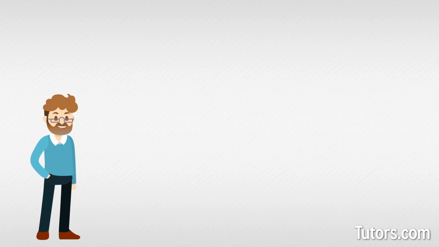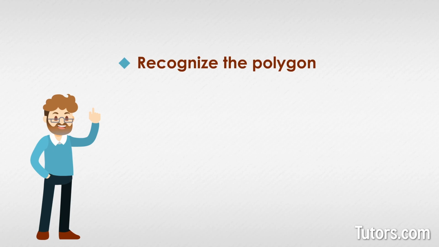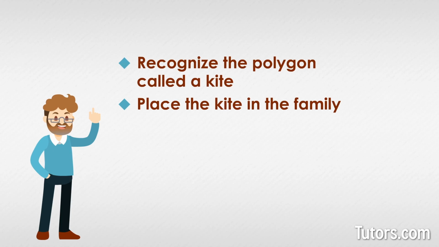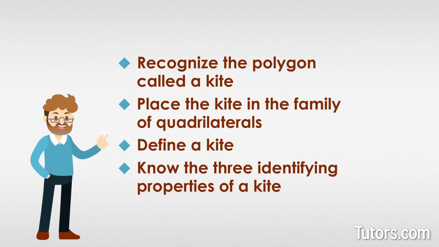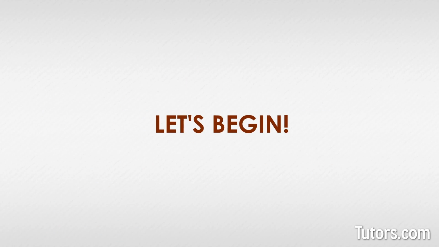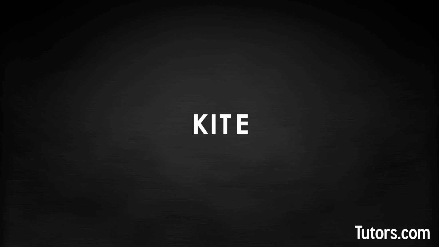After viewing the video and reading this lesson, you will be able to recognize the polygon called a kite, place the kite in the family of quadrilaterals, define a kite, and know the three identifying properties of a kite. Let's begin. What is a kite?